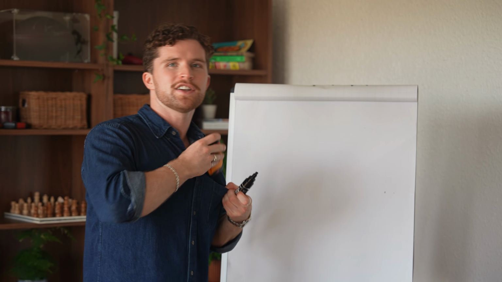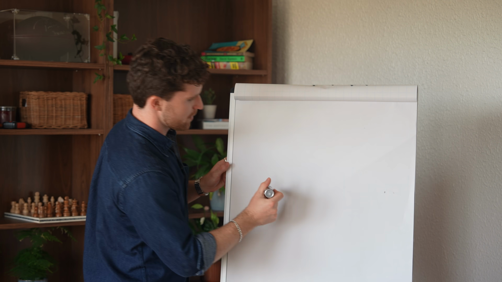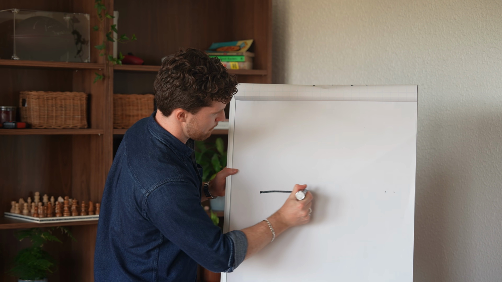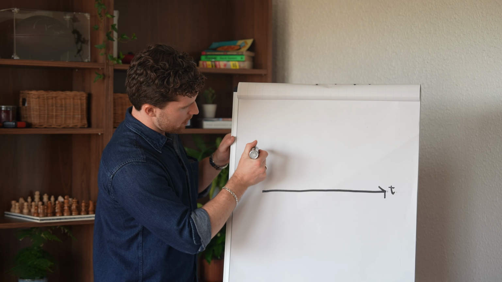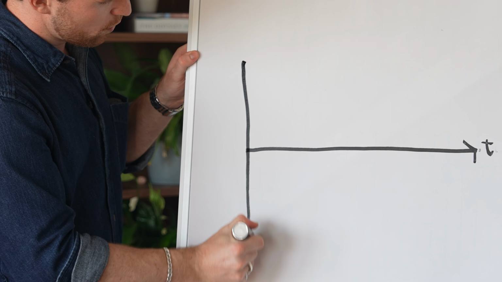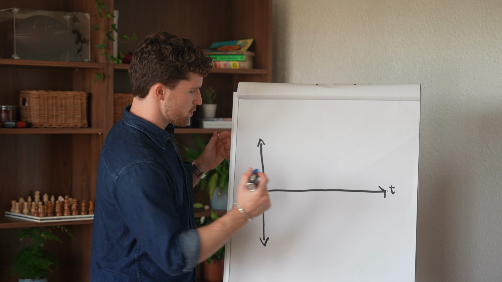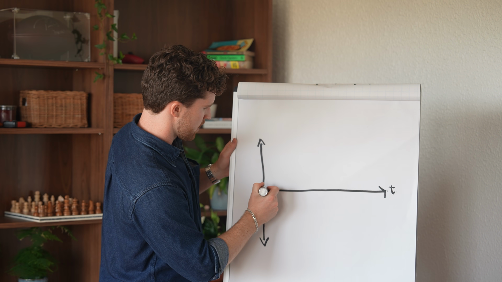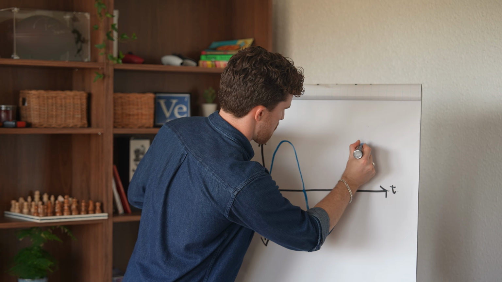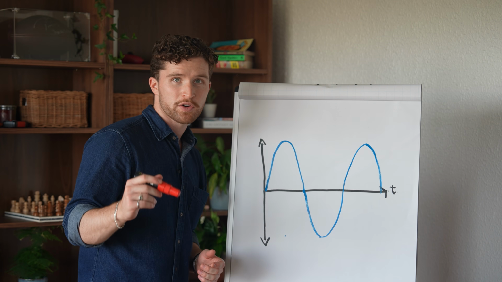Okay, so we're gonna make a chart, and on the horizontal axis, I'm gonna draw time. And on the vertical axis, we'll just have magnitude of our wave. Okay, so we'll start with our voltage wave, which we'll just draw like this. Now we'll draw our current wave in red.